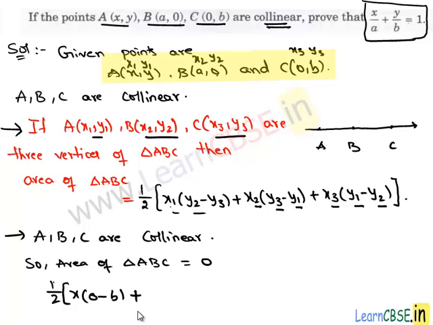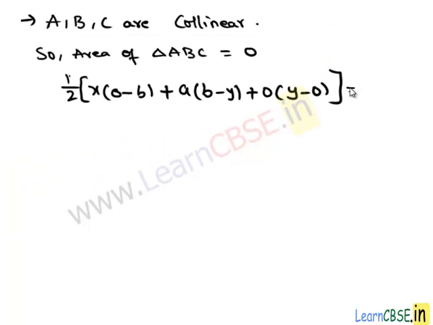Similarly, x2 is a and y3 minus y1. Here y3 is b and y1 is y. So b minus y. And then we have x3 times, x3 is 0, so 0 times y1 minus y2. y1 is y, y2 is 0. So let's solve it. And the area is 0.